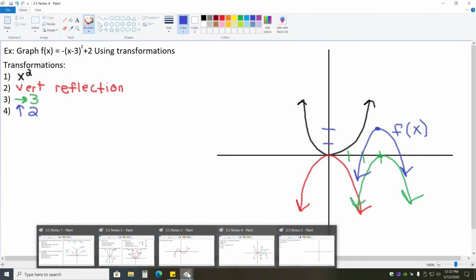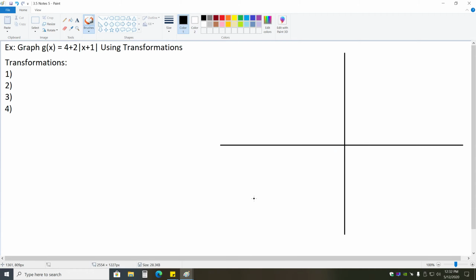So from here, let's go ahead and try this last problem. I want you to take a moment, pause the video, see if you can't graph g of x equals 4 plus 2 times the absolute value of x plus 1 using this transformation method. Okay, so trying this together, the first thing we need is our parent function, which, notice we have absolute values. That means our parent function is the absolute value of x.